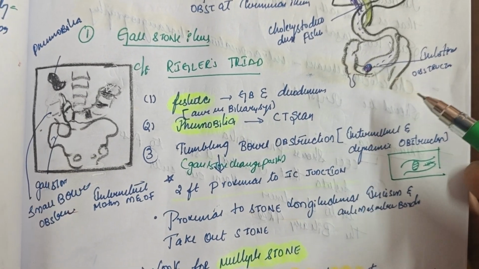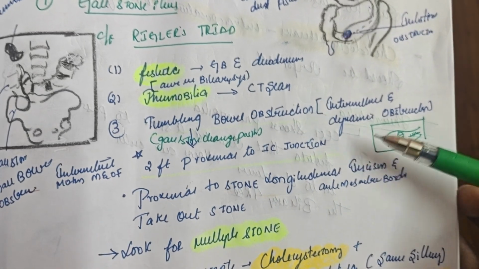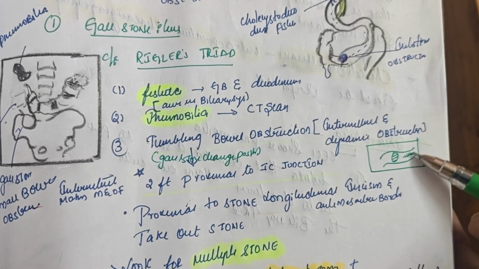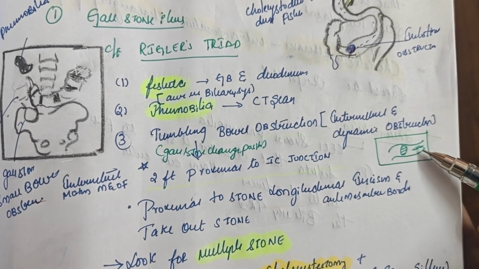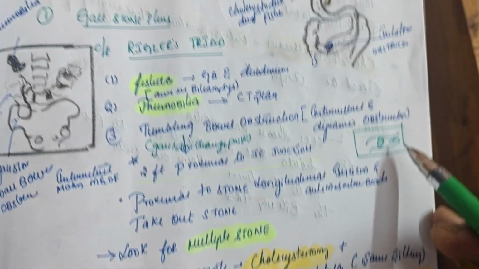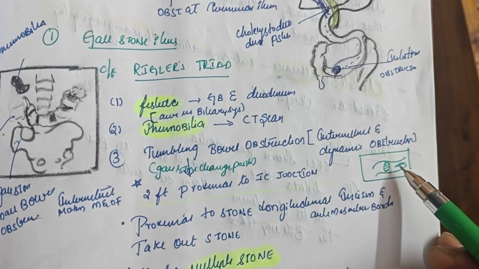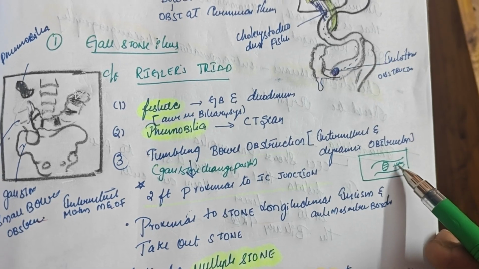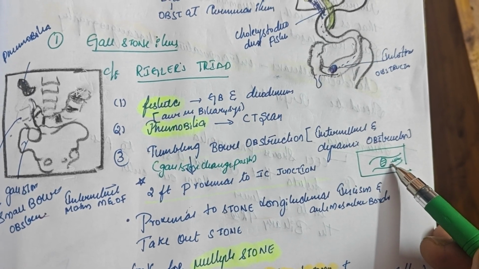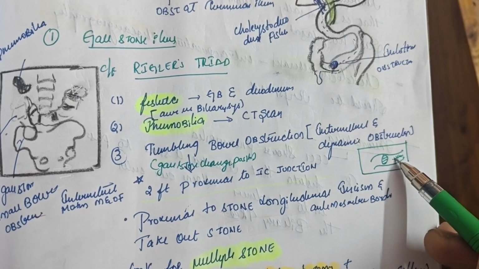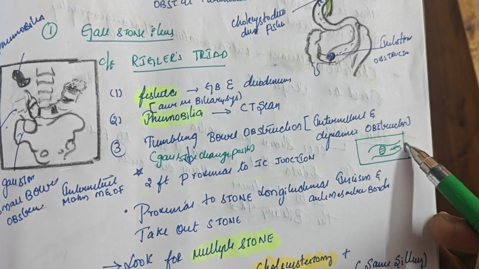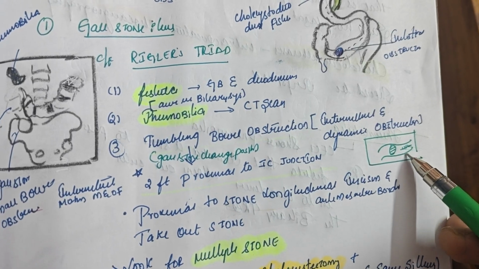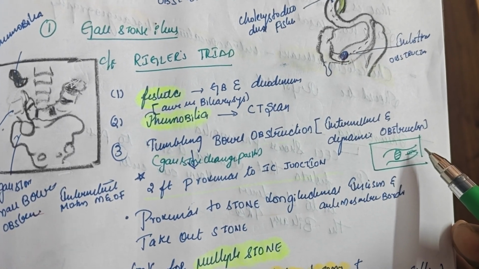Now how do I operate, this is important. Proximal to the stone, a longitudinal incision is given at the anti-mesenteric border, and you take the stone out. If you look here, you have an incision point proximal to the stone. You have a longitudinal incision at the anti-mesenteric border, and you take out the stone. Hope you understand.